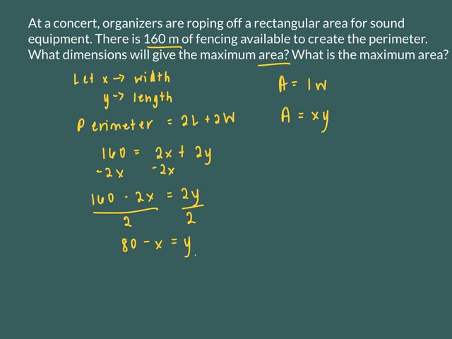And since we know that our y is equal to 80 minus x, we can substitute that: x times 80 minus x. So that would be our equation now. Area is equal to x times quantity 80 minus x. If we expand, it's going to be 80x minus x squared, or let's just try to put the x squared first. So that's negative x squared plus 80x.